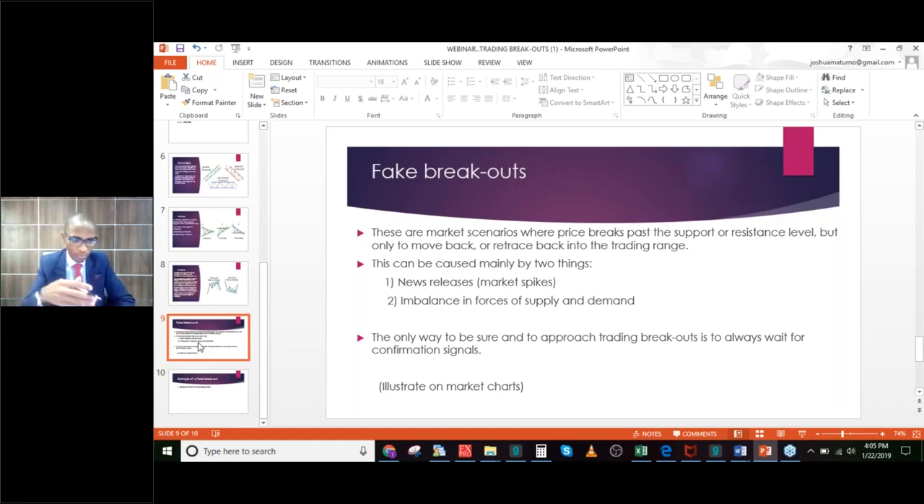One of the most common aspects that causes this to happen is news releases. We all know about the markets, but what happens in market spikes is that they don't last for long.